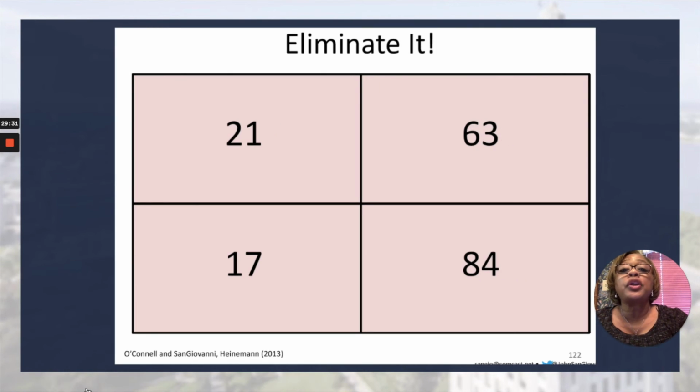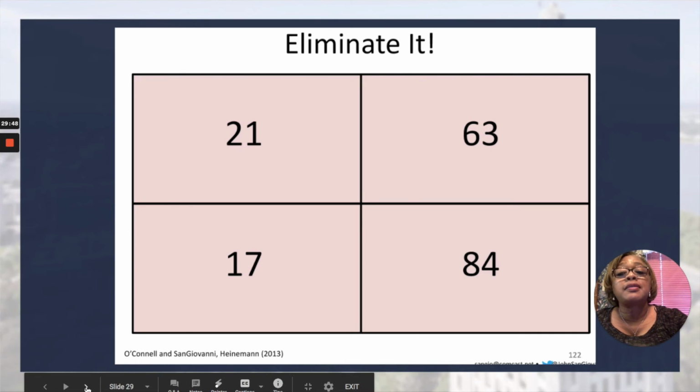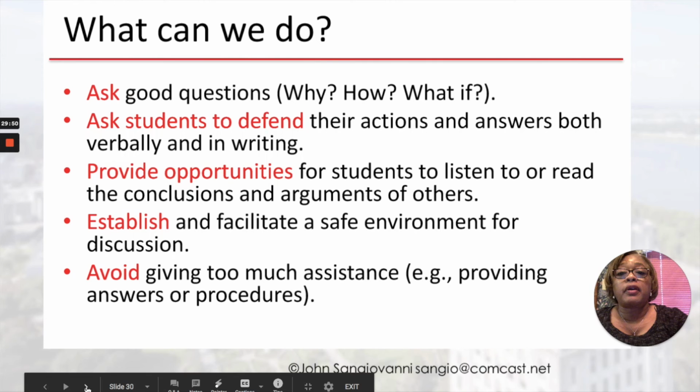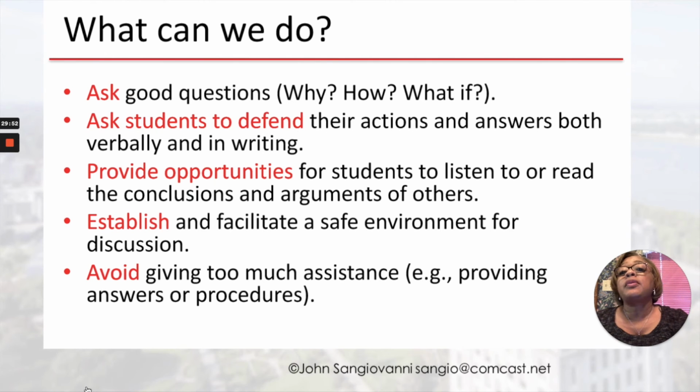Here's one using numbers. Some kids may choose the one in the lower right hand corner, 84, because it's the only even number, and might justify it with that. But then there are other reasons that students may use some of the others as well. As long as they can use mathematics to justify their answer, they're correct. So what can we do as teachers to help students to be successful with mathematical practice 3?